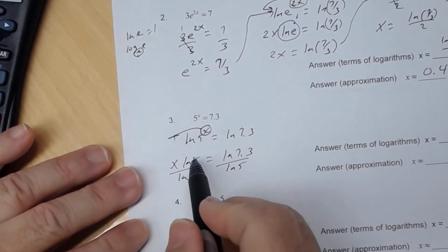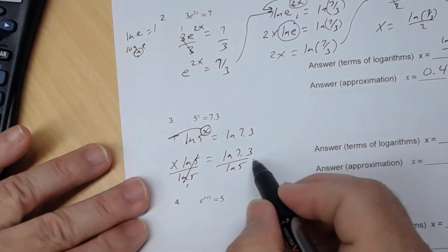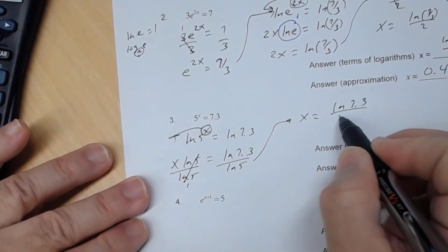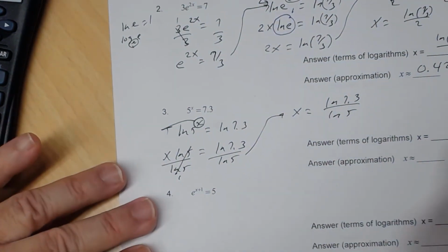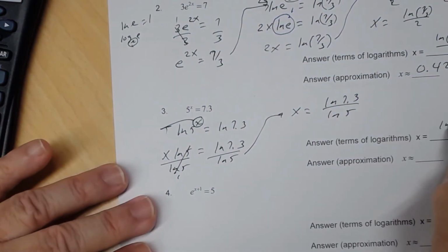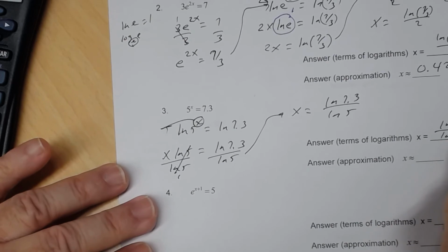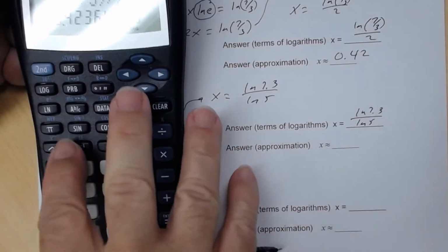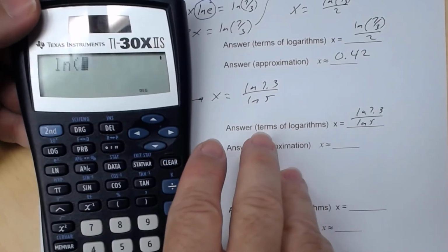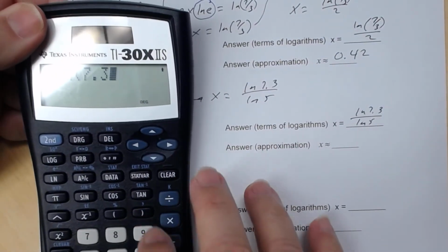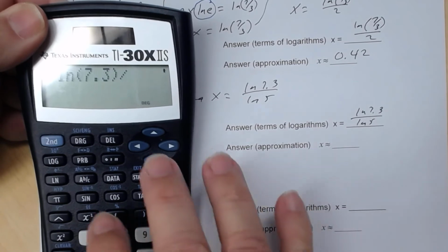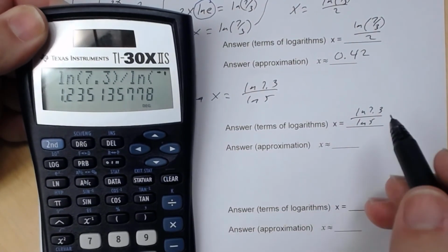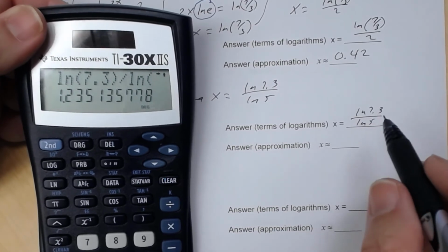And so the natural log of 5 is out here. So I get x equals the natural log of 7.3 divided by the natural log of 5. And so that goes here. And then just use your calculator. So in your calculator, you're going to say natural log 7.3, close the parentheses, and say divide by natural log of 5, close the parentheses, and press equal, and you get 1.24.